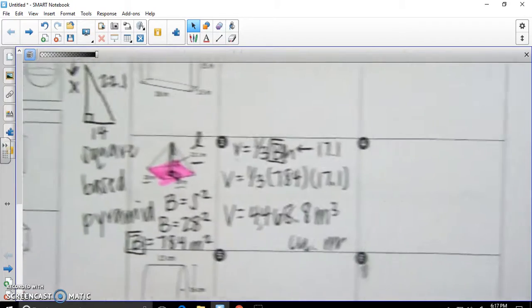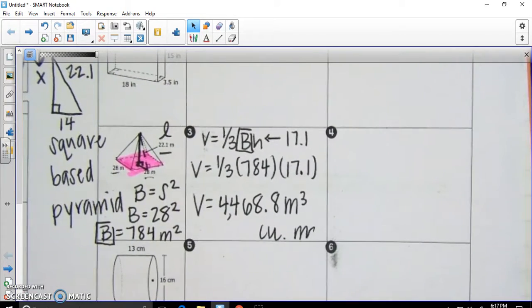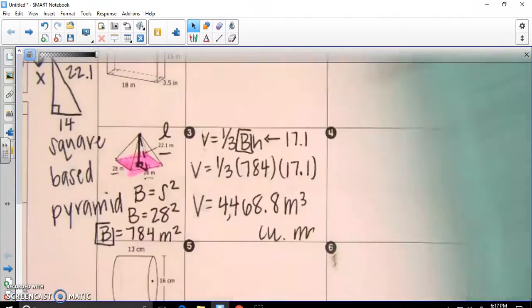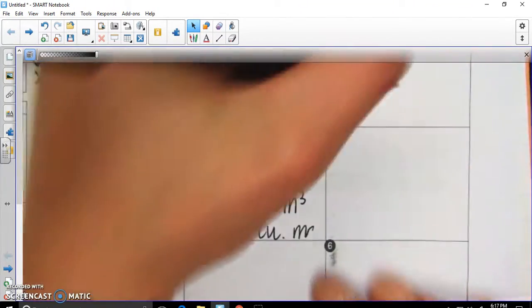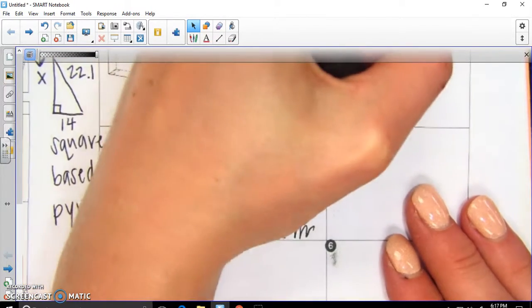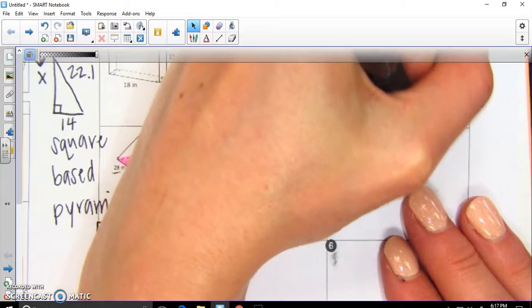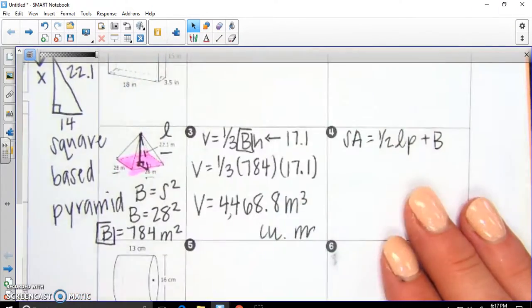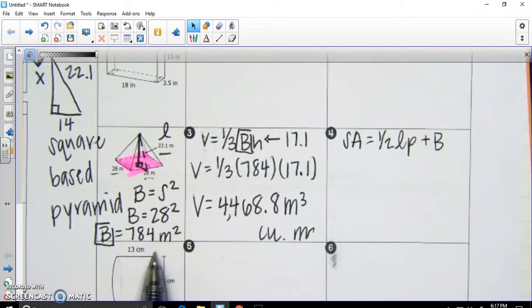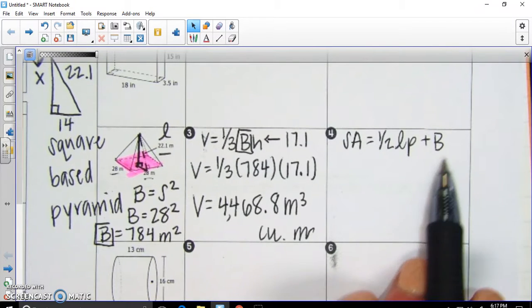All right, so that's how we find volume. Let's look at how we find surface area. So I go to my formula sheet, find my surface area formula. All right, and we've got this. Surface area equals 1/2 LP plus B. Okay, so we've said that B is the area of the base. We've already figured that out, so that's nice. We don't have to do anything for that.